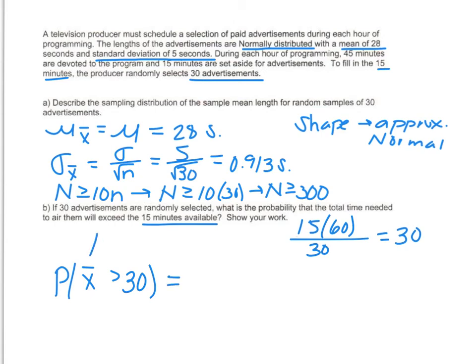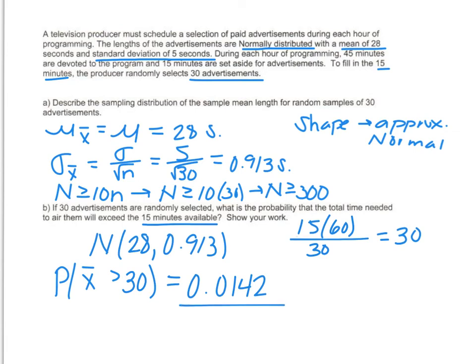Okay, and so we know that we have a distribution that's normal or approximately normal with a mean of 28 and a standard deviation of 0.913. And so then I'm going to go ahead and use my normal CDF. And my lower bound is 30. My upper bound, I'm going to make a large number, with a mean of 28 and a standard deviation of 0.913. And so I do that and I get 0.0142. And so this is the probability that the total time will exceed 15 minutes.